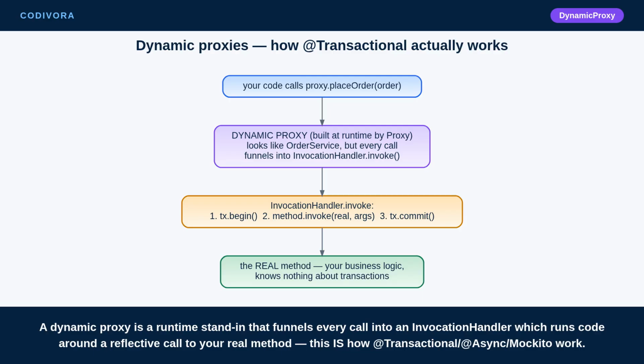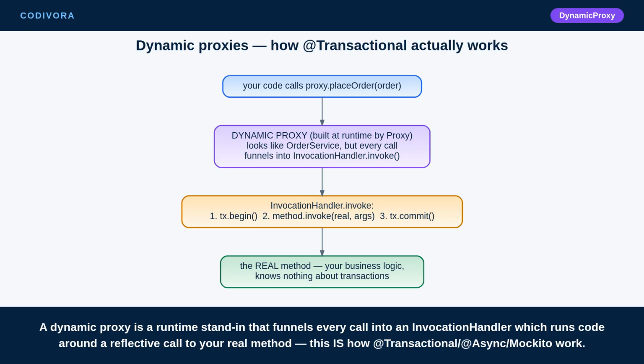This is the most important thing in the whole chapter, and most tutorials skip it. When you put @Transactional on a method and a transaction magically begins and commits, reflection built that magic using a dynamic proxy. A proxy is a stand-in object that looks exactly like the real one, same interface, but wraps it, so it can run code before and after forwarding each call. A dynamic proxy is one Java builds at runtime from an interface with no handwritten class. Two pieces, the Proxy class, the factory that manufactures the stand-in, and an InvocationHandler, your one method that every call funnels through.